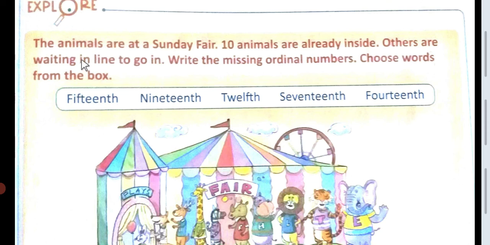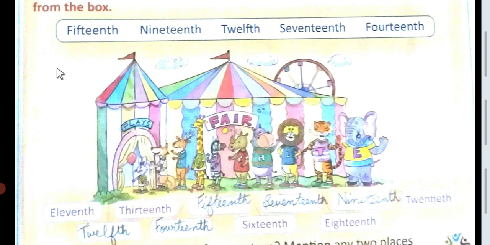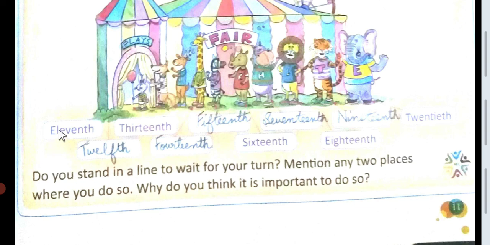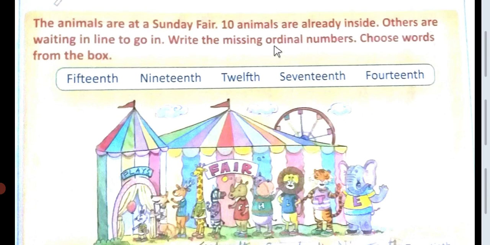So let's explore. The animals are at the Sunday fair. 10 animals are already inside. Others are waiting in line to go in. Write the missing ordinal numbers. Choose words from the box. So please see, students, from the box you have to choose the number and write here 11th, 12th, 13th, 14th, 15th, 16th, 17th, 18th, 19th and 20th. These are called ordinal numbers.